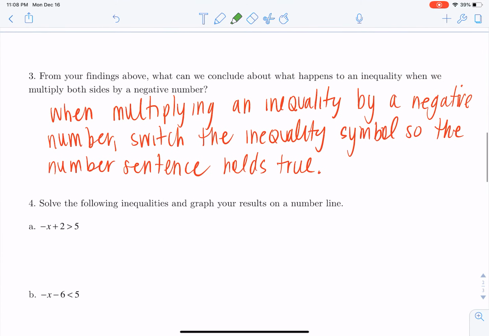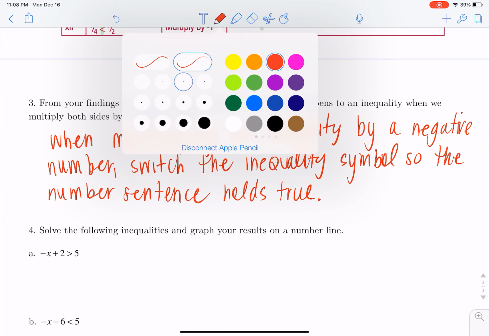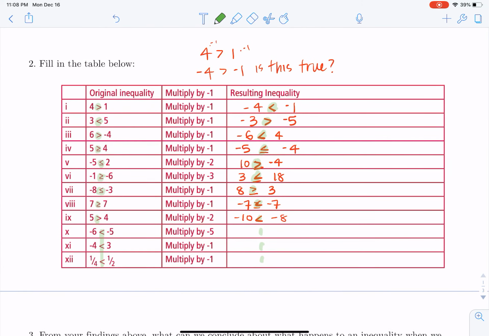So maybe we should come back up here and add when multiplying, and let's do this in another color, or dividing. So that will yield the same results. Multiplying or dividing an inequality by a negative number, you need to switch the inequality symbol so the number sentence holds true. And we have lots of examples up here about why that is the way that it is.